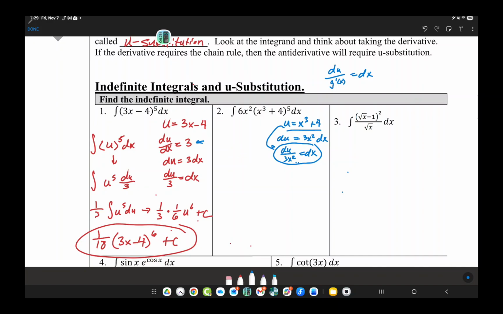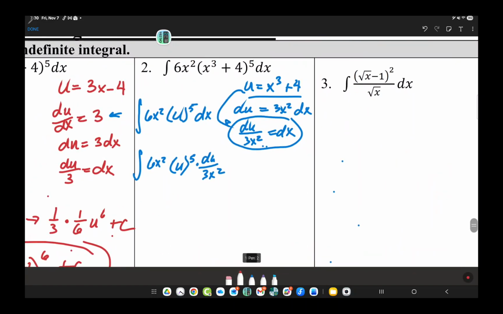All right, so we substitute, integrate. U is that, so we have 6x squared u to the fifth dx, and we just did the substitution, we can substitute that in. We get the integral of 6x squared u to the fifth times du over 3x squared. So the nice thing is, what's happened to the x squared? Zoom in so we can see it a little better. What happens to the x squared? It cancels out. And even the 6 and 3 reduce, giving you the integral of 2 u to the fifth du.